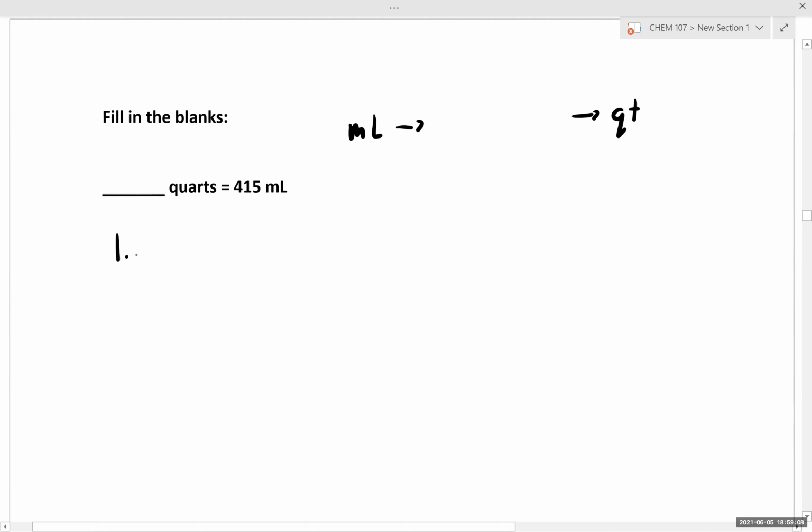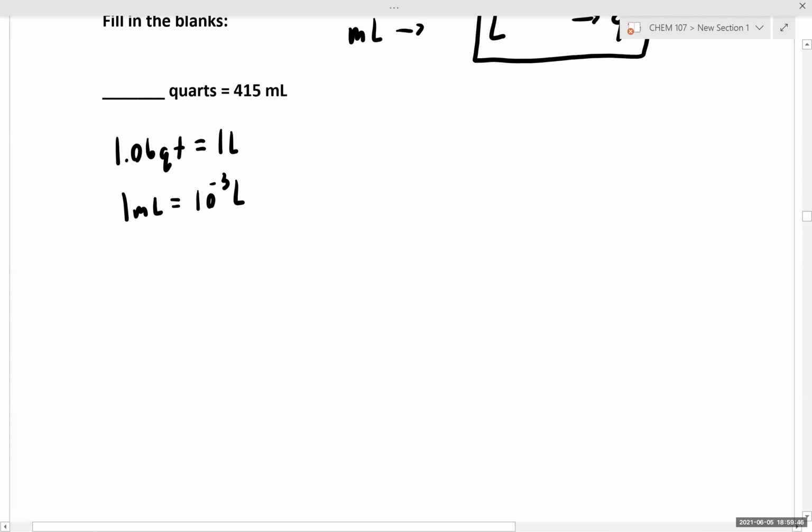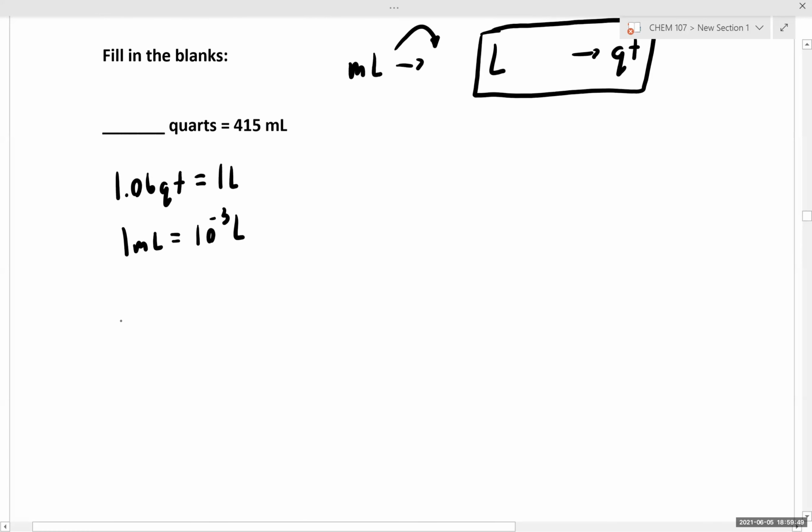So we know that we have 1.06 quarts in 1 liter. So we can access English units of quarts from metric units of liters. So let's just place that conversion factor in the center. Now, can we go from milliliters to liters? Yeah, that's pretty easy. That's just a metric to metric conversion. And we know that 1 milliliter is equal to 10 to the negative third liter. So now that we have our solution map prepared, let's just execute on it.